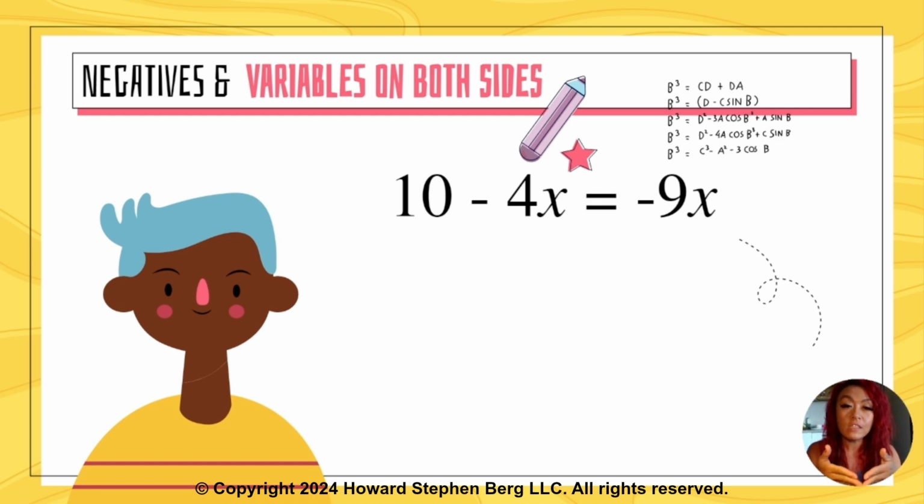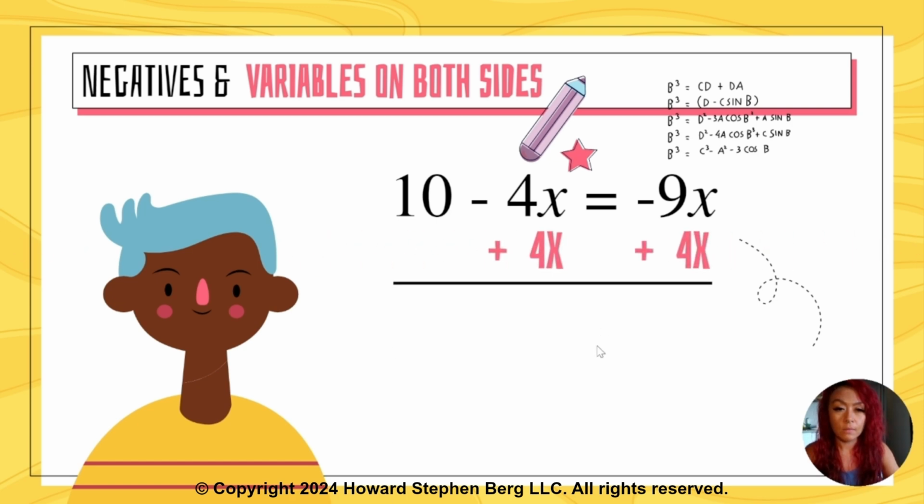So whenever this is the case, the first thing you should always do is collect your variables on one side of the equal sign. So what I'm going to do is take the minus 4x, we'll use our inverse operations and add 4x to both sides. Minus 4x and plus 4x cancel out, and we bring down 10 equals negative 5x.